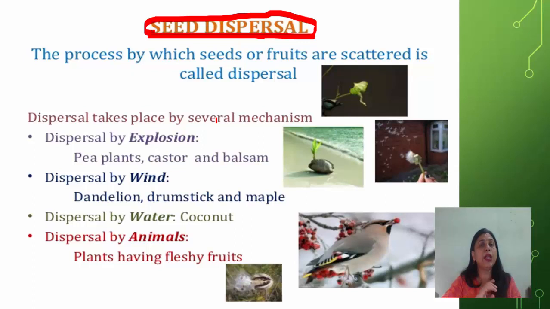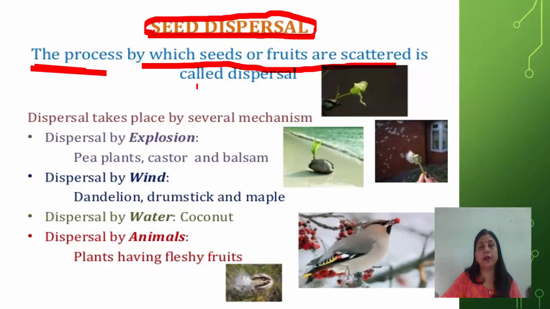So for this, seed dispersal should take place. So what is seed dispersal? The process by which the seeds of fruits are scattered. Scattered means they are taken to another place. This is known as seed dispersal.